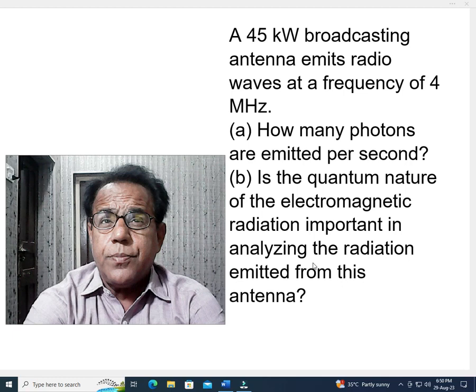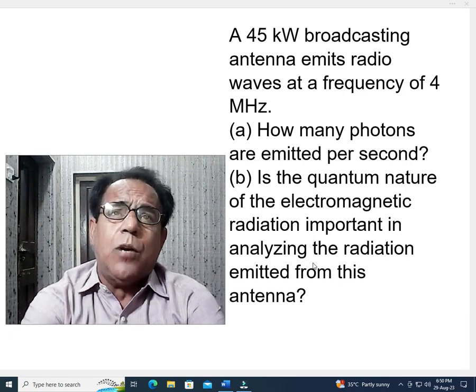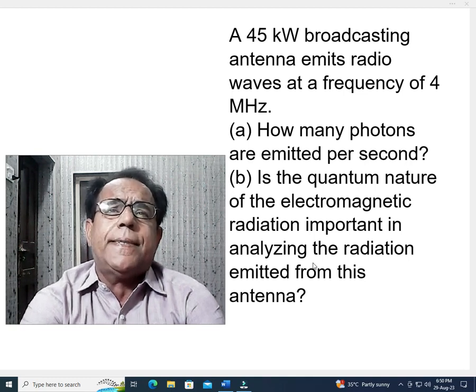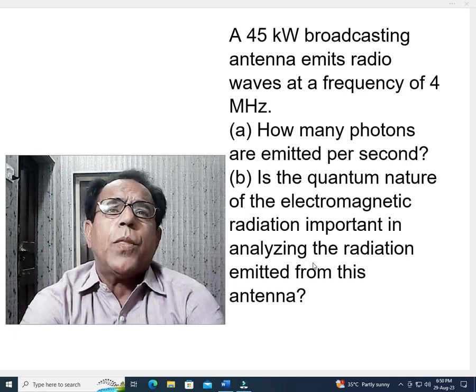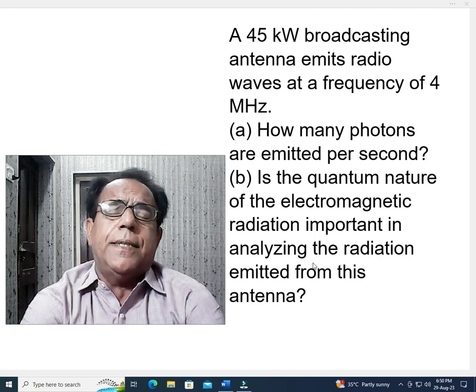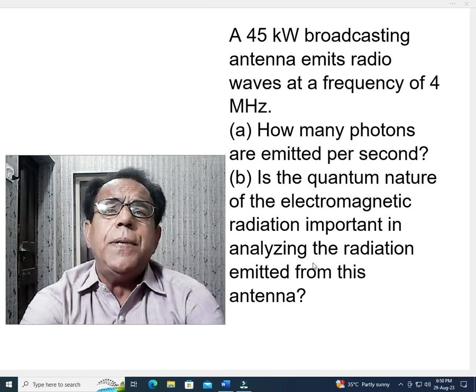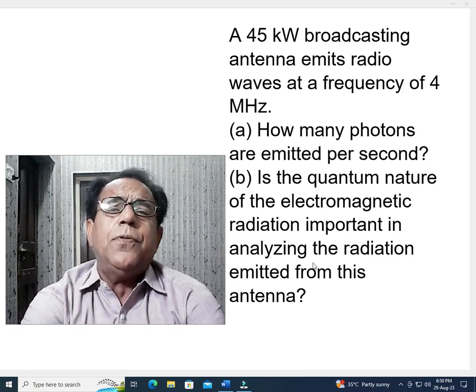Okay, a 45,000 watt broadcasting antenna emits radio waves at a frequency of 4 megahertz. How many photons are emitted per second? Part B. Is the quantum nature of the electromagnetic radiation important in analyzing the radiation emitted from this antenna?